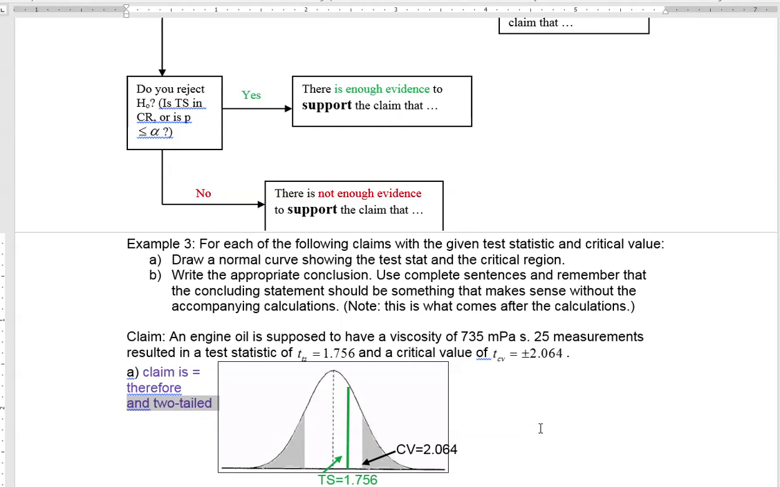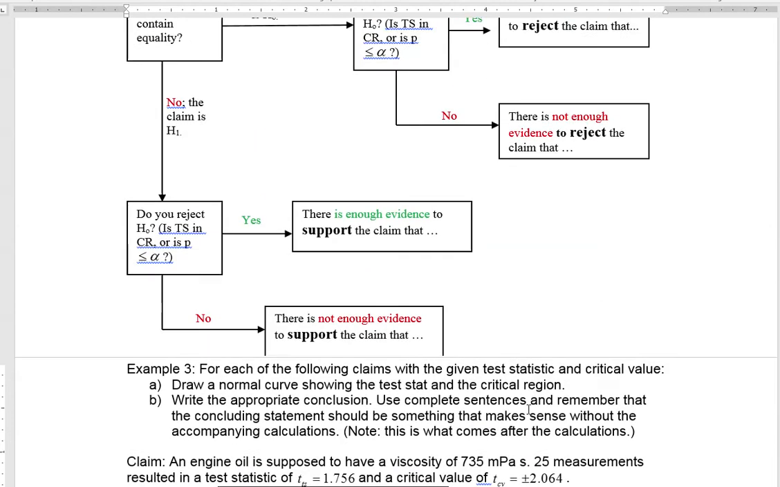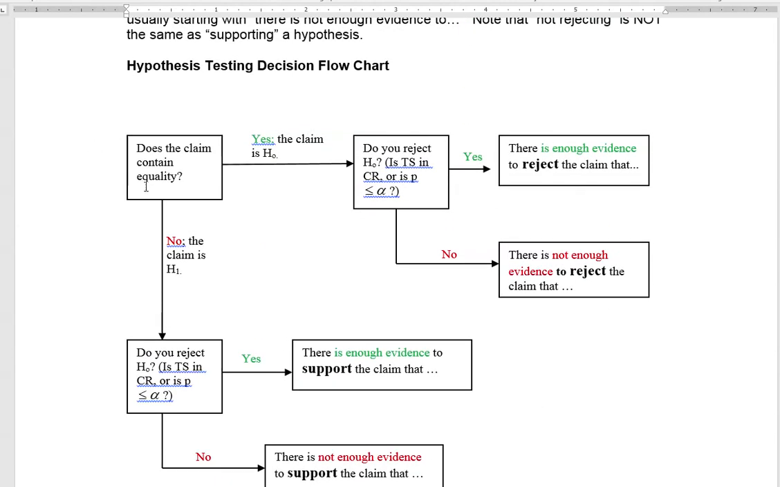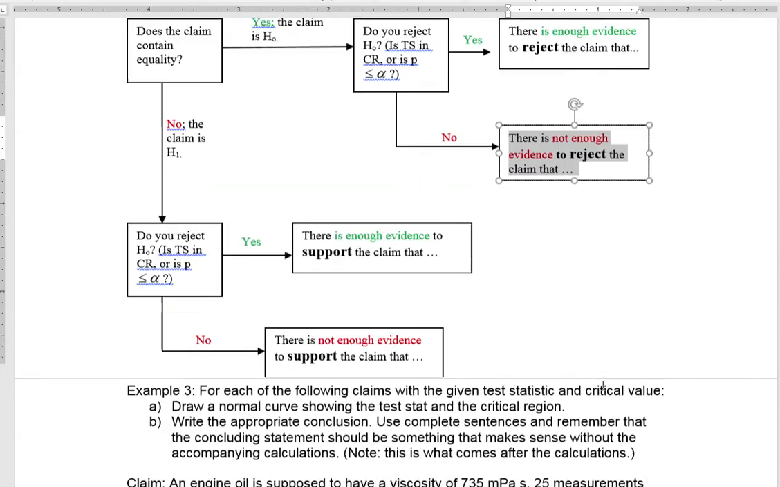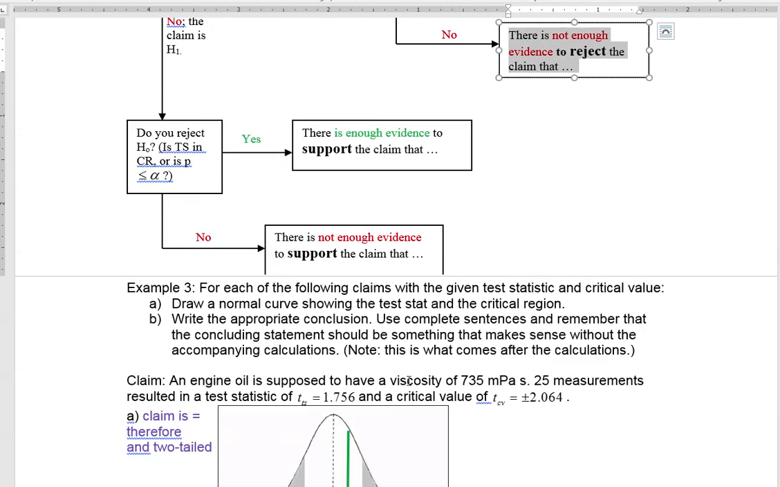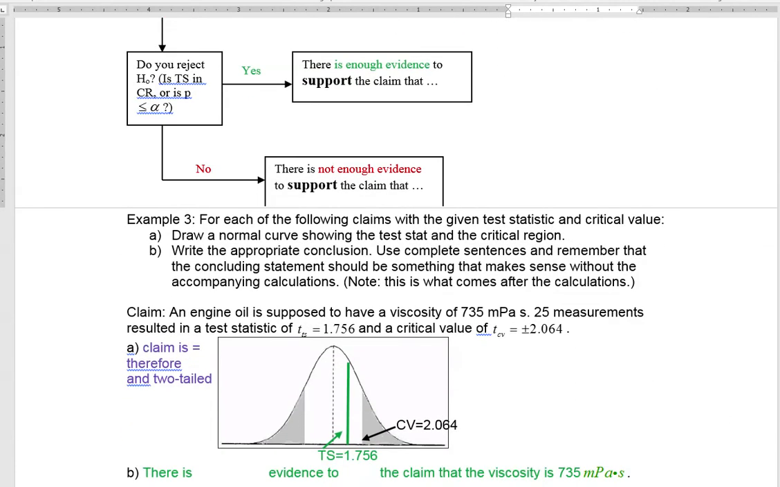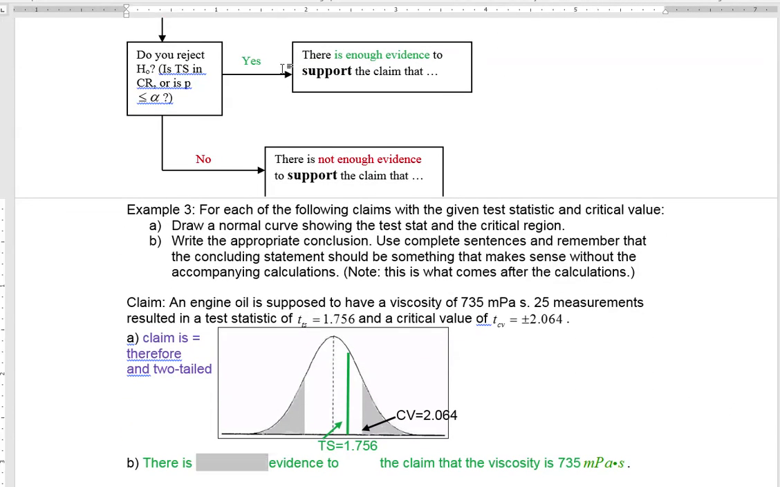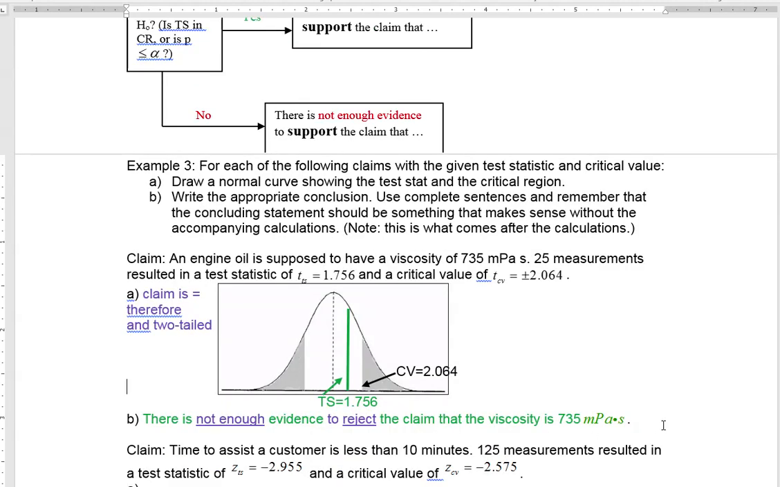So if our test statistic is not in the shaded region, let's take a look in our flowchart how we're going to answer this. So does the claim contain equality? We said yes, it's H0. Do we reject H0? Well, it's not in the critical region, so we're going to say no. So our conclusion has to follow this pattern. There's not enough evidence to reject the claim that, and then we can say the claim that's exactly in here. So steal the words right out of the question, that the engine oil has a viscosity of 735 MPa·s. So there is not enough evidence to reject the claim that the viscosity is 735.